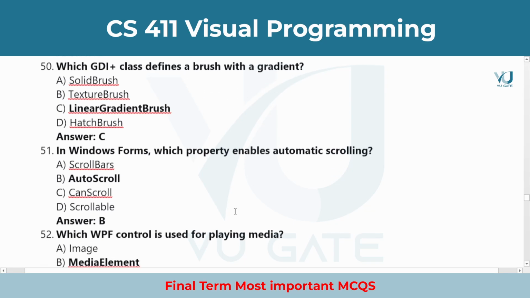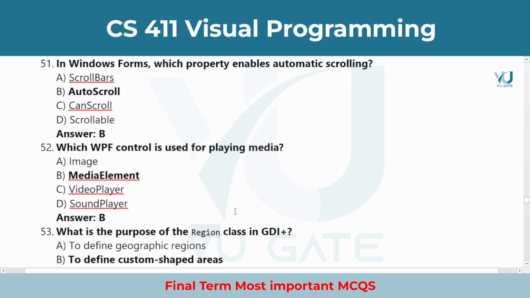Question 50. Which GDI+ class defines a brush with a gradient? The correct answer is option C, LinearGradientBrush. Question 51. In Windows Forms, which property enables automatic scrolling? The correct answer is option B, AutoScroll.